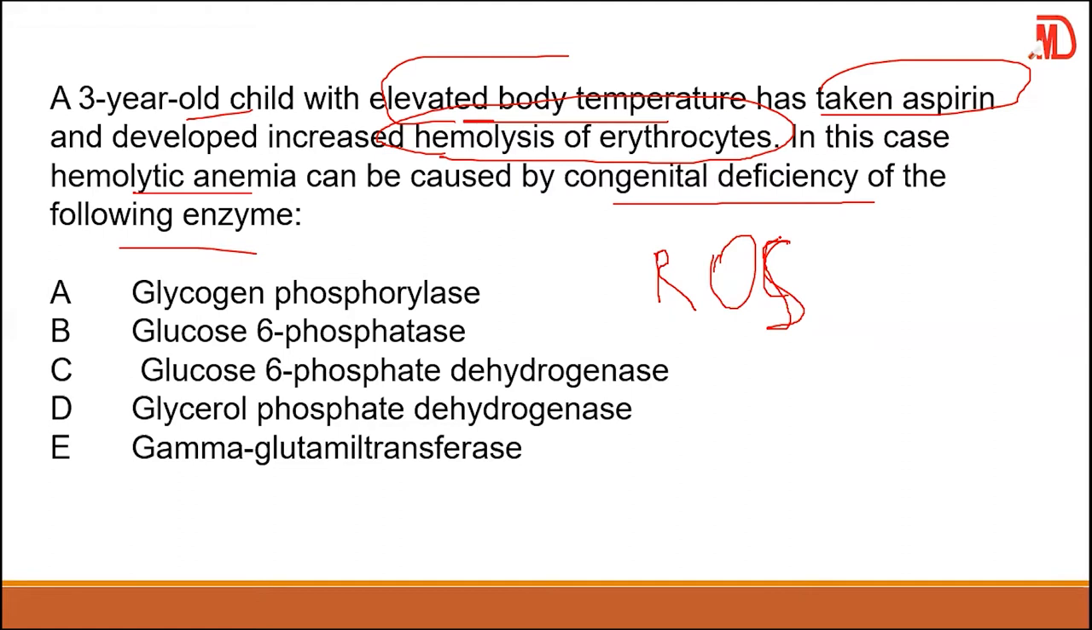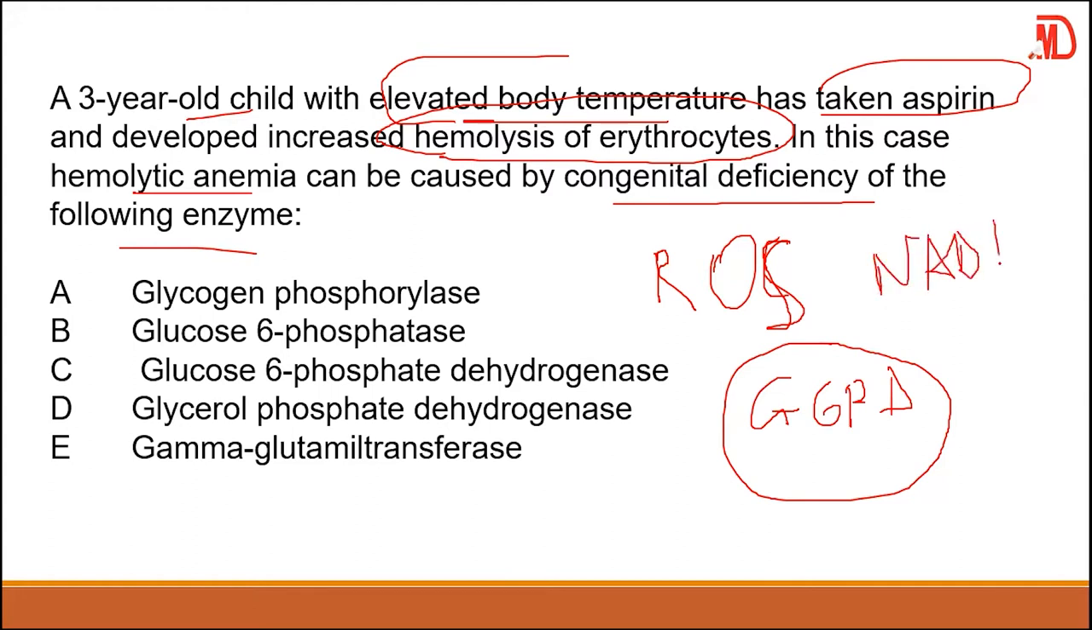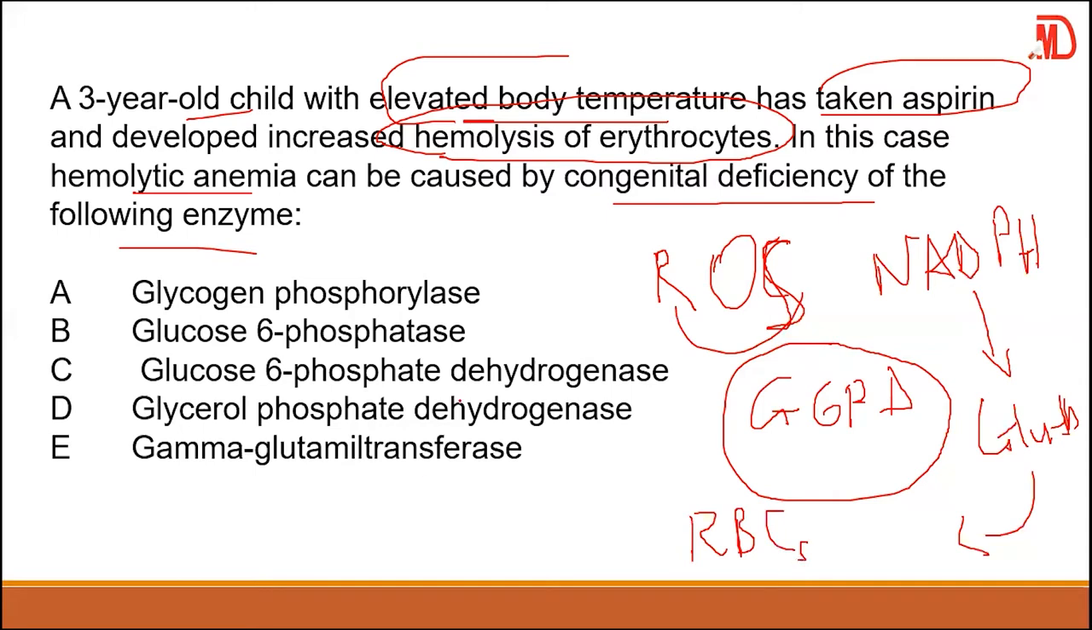So what it means is this: when there's a deficiency of this enzyme, G6PD, and some of you have heard about it before, or a congenital deficiency of this enzyme, NADPH cannot be produced. And when NADPH is not enough, glutathione cannot be there either. And when glutathione is not there, these reactive oxygen species would then destroy our RBCs. So basically over here, we are definitely talking about C, that is glucose 6-phosphate dehydrogenase, or G6PD deficiency. All right.